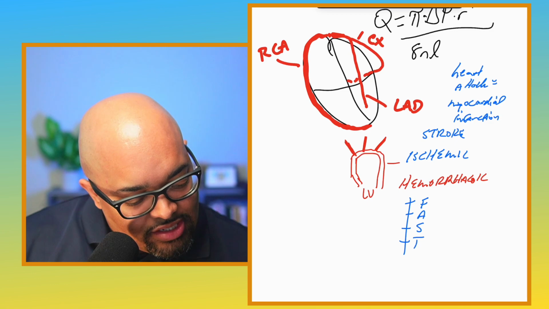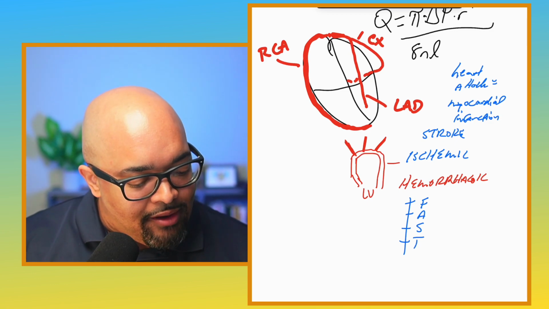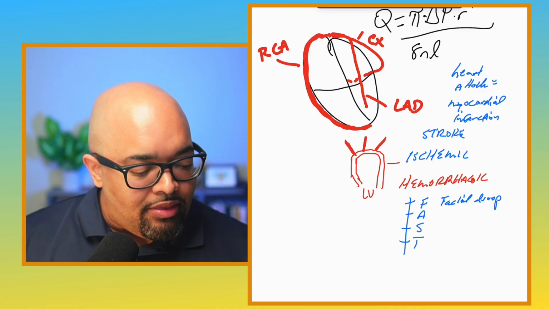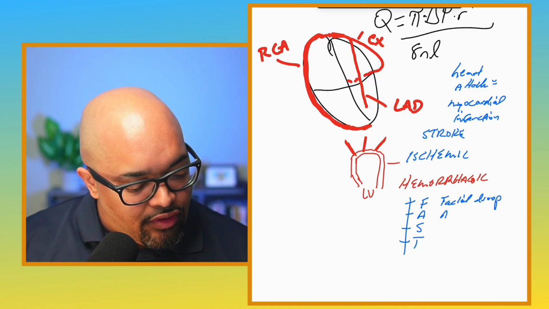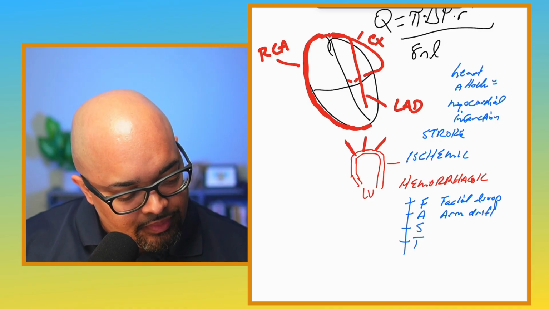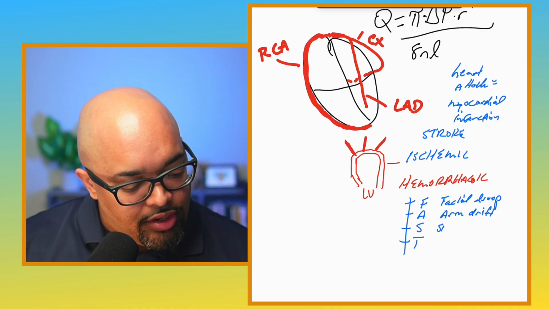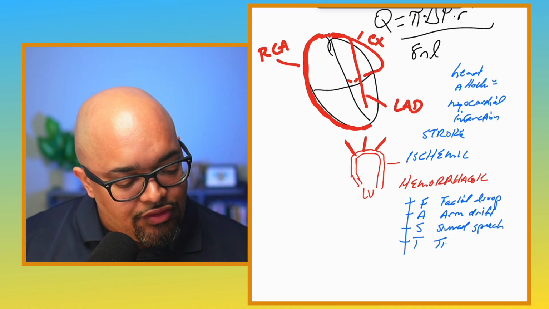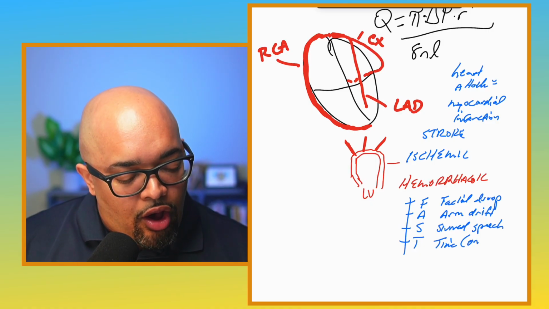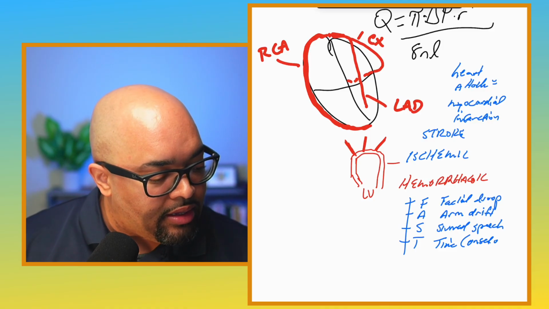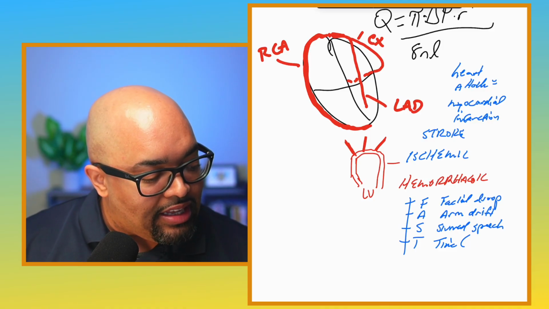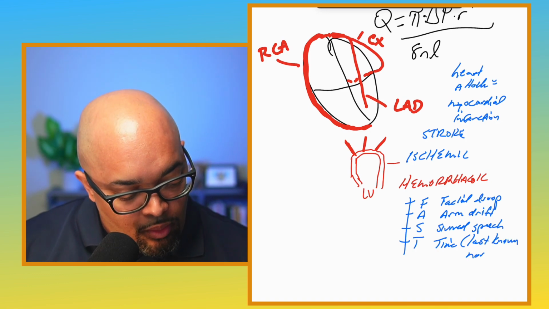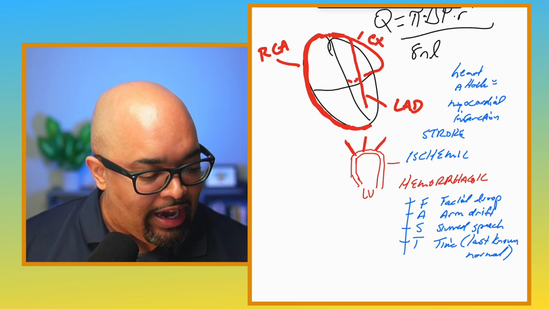Okay, it's FAST, and we want to think fast. So the F stands for facial droop. The A stands for arm drift. The S is for slurred speech. And the T is for the time of the onset of symptoms. Well, actually, let's correct that. Let's say that better. It's actually the last known normal time. Last known normal.